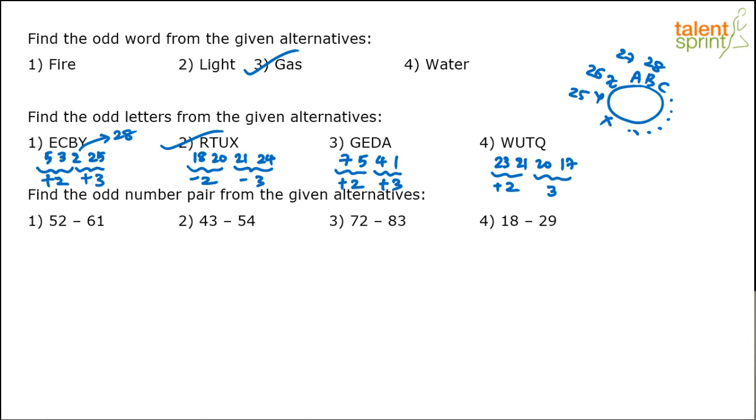5 minus 3 is 2. 28 minus 25 is 3. 7 minus 5 is 2, 4 minus 1 is 3, 23 minus 21 is 2, 20 minus 17 is 3. But in this case, it is giving us minus 2 and minus 3. So option 2. Now, there are different ways of looking at it.